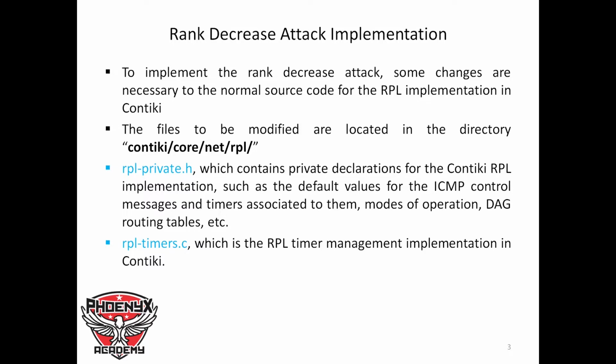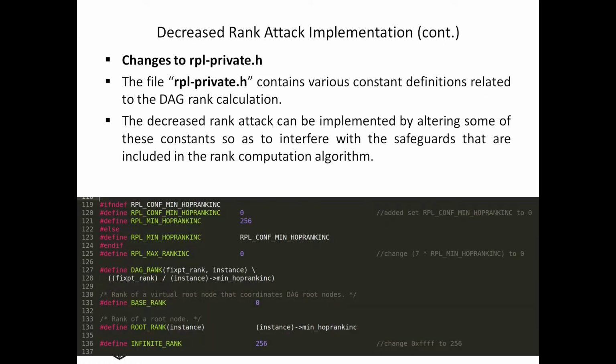This rpl-private.h file contains private declarations for the Contiki RPL implementation, such as the default values for the Internet Control Message Protocol control messages and timers associated with them, their mode of operation, and the DAG routing tables. While rpl-timers.c is a C source code file which contains the implementation of the RPL timer management in Contiki.